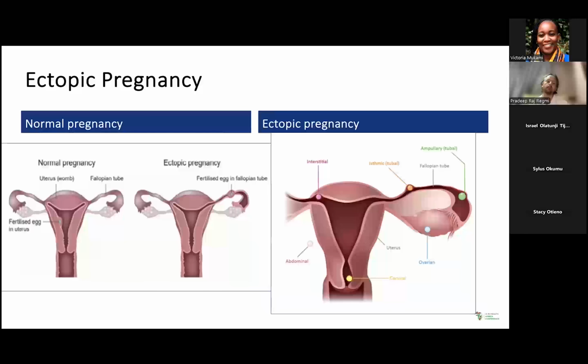And another important emergency condition is ectopic pregnancy. Ectopic pregnancy means that, this is the normal pregnancy, you can see the fertilized egg is within the uterus. And in contrast, you can see in the other images that the embryo is within the fallopian tube itself. It is not in the uterus. So it is one of the emergency conditions.